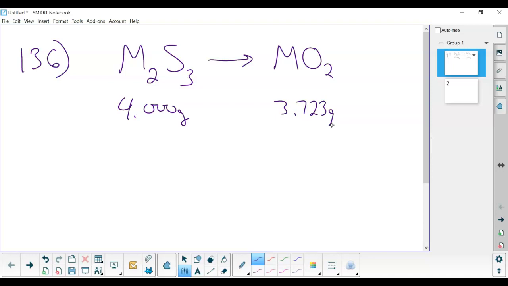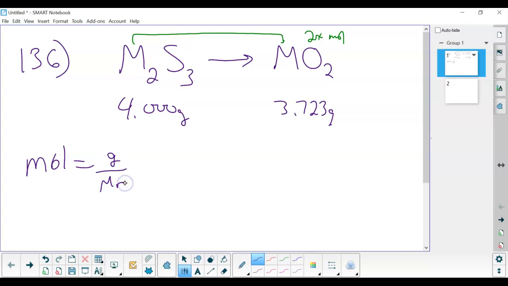Well, one thing I want to point out to you is that when you go from one to the other, you're going to end up with twice as many moles of the oxide because it has half as many M's, whatever this metal is, compared to your starting sulfur. We also want to keep in mind that no matter what we do or don't know, we still know that grams is divided by molar mass to give us moles.